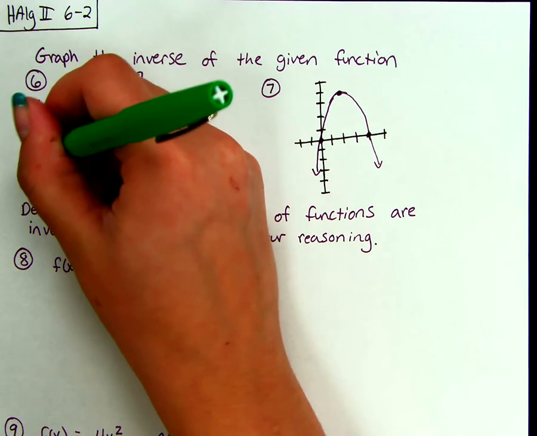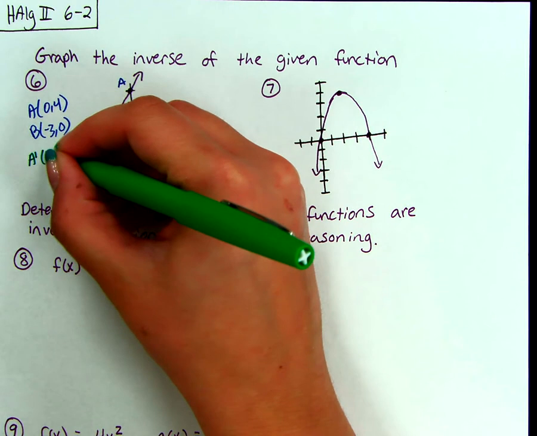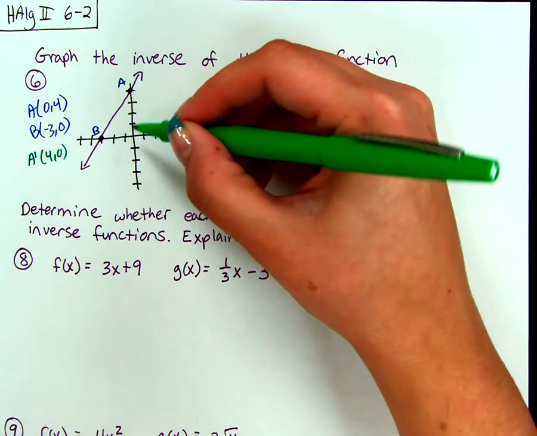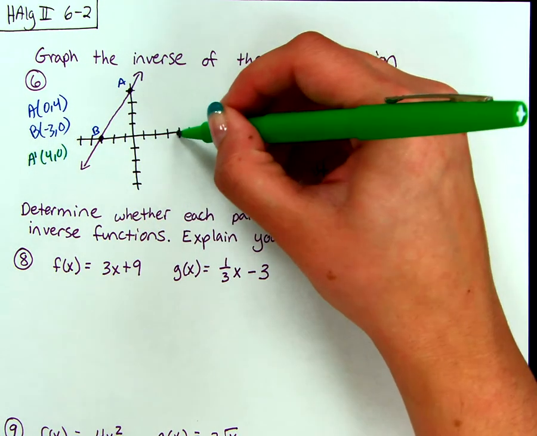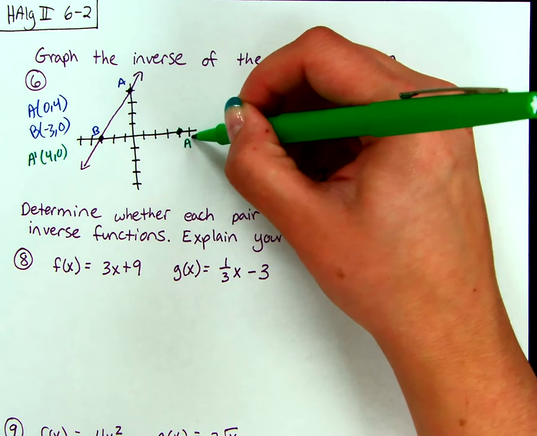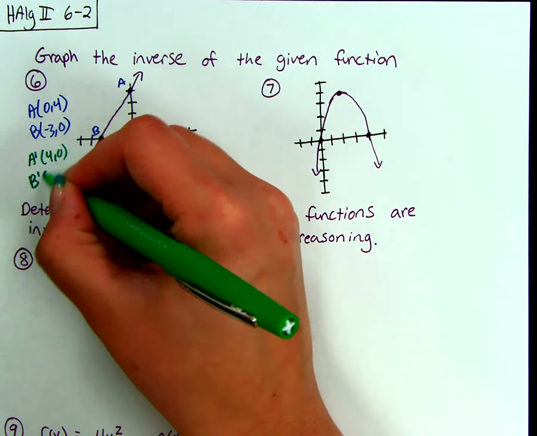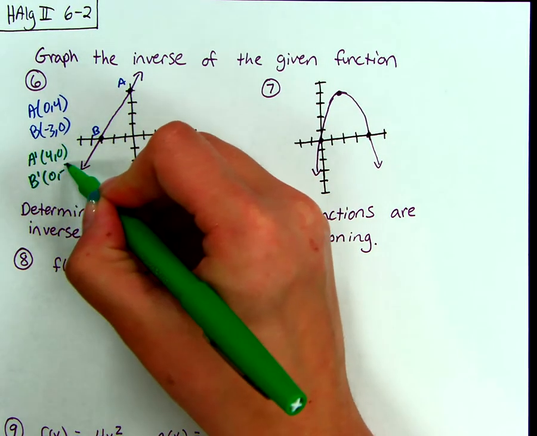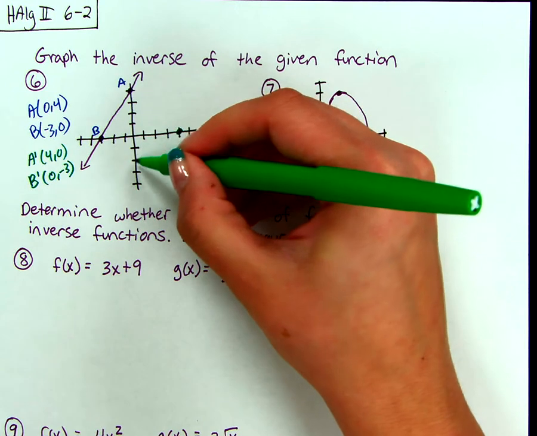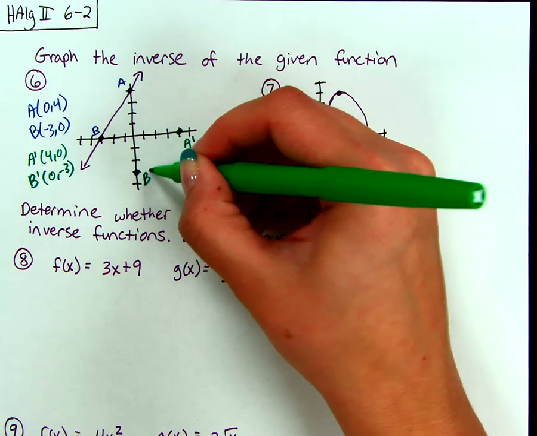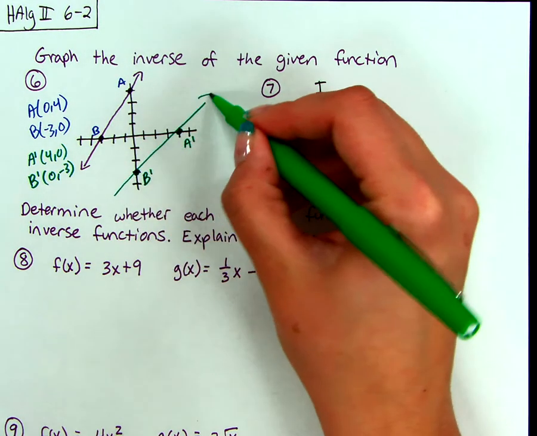I'm going to call it A prime for inverse. So that would be at 4, 0. So 1, 2, 3, 4, 0. So here's my A prime. And then B prime is going to be at 0, negative 3. So 1, 2, 3. So here's my B prime. And then we would just connect those together.